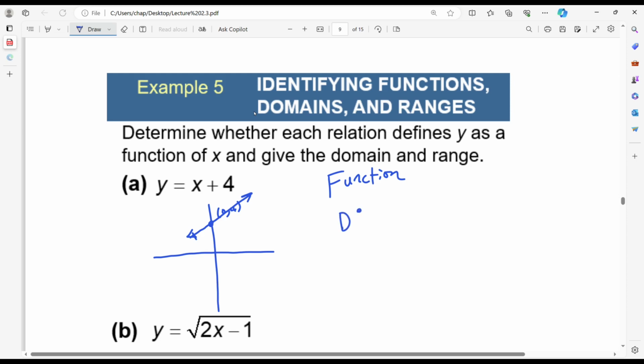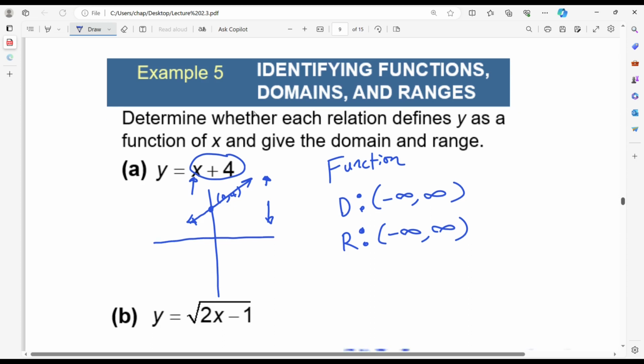Now for the domain, we can see that it goes forever to the left, so that's negative infinity to infinity. And for the range, we do not have a restriction on the range because for each x that we have, y is just 4 more than that. So the range is very similar, negative infinity to infinity. And if you look at the graph, it also goes down forever and up forever. So our range is all real numbers.